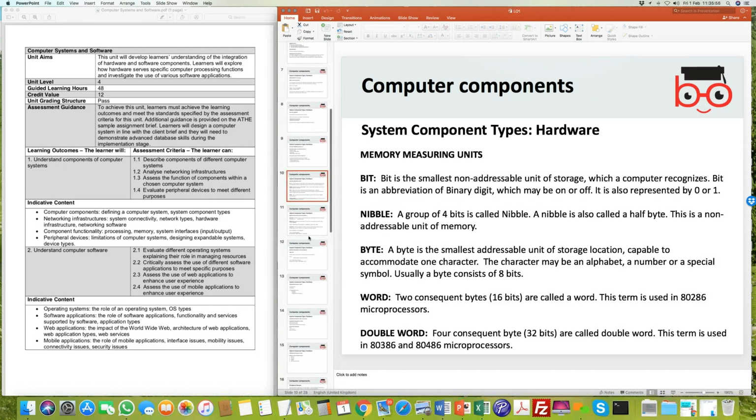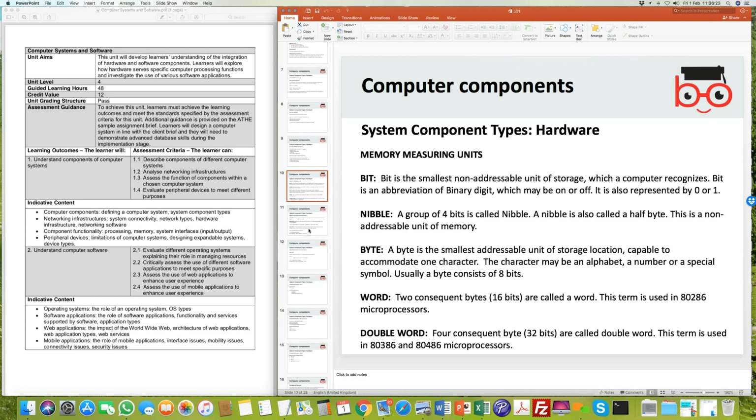Now, when we look at types of memory, what we want to be able to do is understand how this concept of storage originated. So it started off with something called a bit, which was the smallest addressable storage unit. When we say computers store information in binary form, which is either a 0 or 1, that's an abbreviation for a bit.